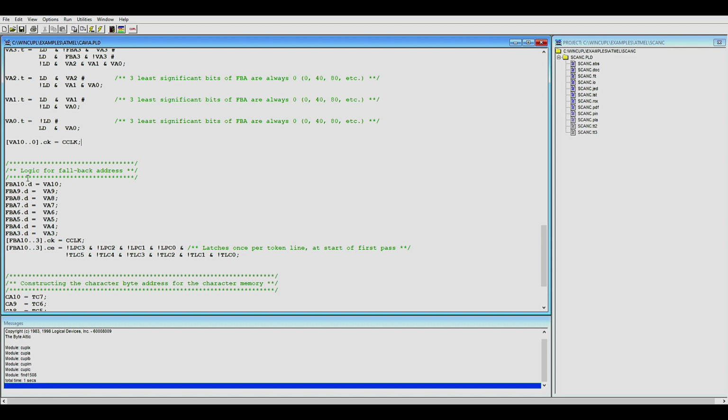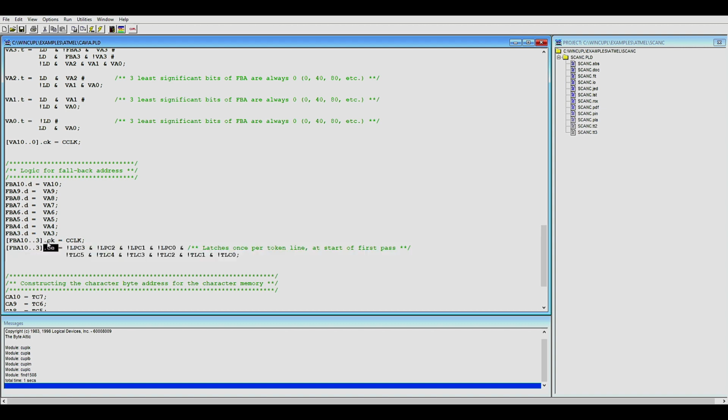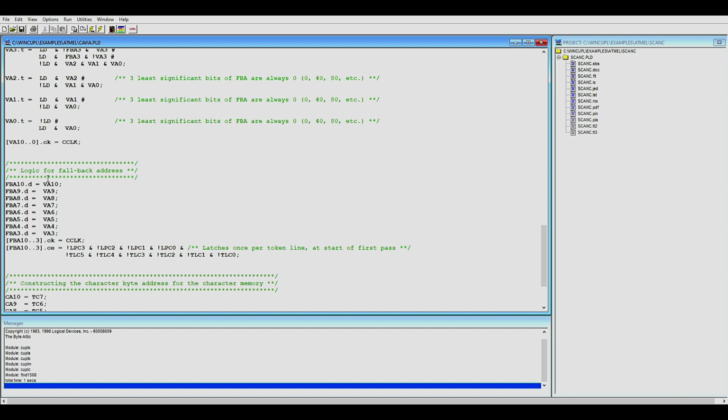So how do we update the fallback address? Well, the fallback address is in principle just the video address, except that it will only latch the video address on this condition here. This is a clock enable. So this term will enable the clock, which means that the clock will only tick when this term is asserted, and the fallback address will only latch the video memory address on that enabled clock tick.